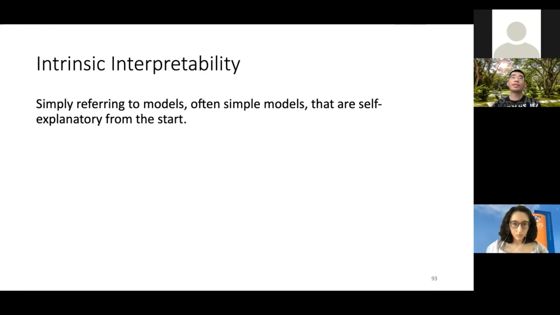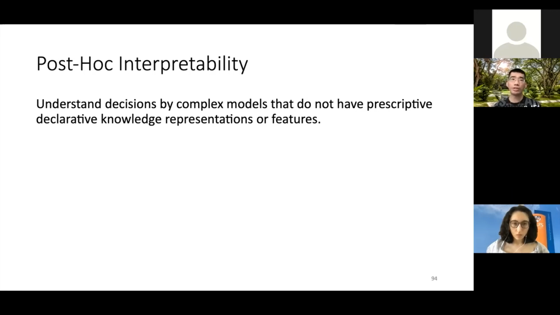So the first step towards answering this question is to consider two distinct flavors of machine learning model explainability: intrinsic and post hoc explainability. Intrinsic interpretability simply refers to models, often simple models, that are self-explanatory from the start. In contrast, post hoc interpretability is used to understand decisions by complex models that do not have prescriptive declarative knowledge representations or features.